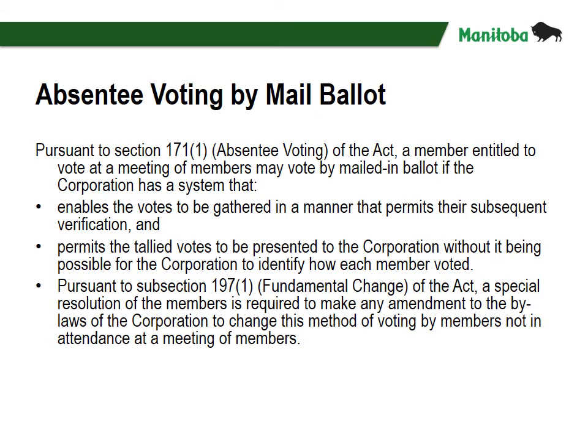Absentee voting by mail ballot. Pursuant to Section 171(1), Absentee Voting of the Act, a member entitled to vote at a meeting of members may vote by mailed-in ballot if the corporation has a system that enables the votes to be gathered in a manner that permits their subsequent verification and permits the tallied votes to be presented to the corporation without it being possible for the corporation to identify how each member voted. Pursuant to subsection 197(1), fundamental change of the Act, a special resolution of the members is required to make any amendments to the bylaws of the corporation to change this method of voting by members not in attendance at a meeting of members.